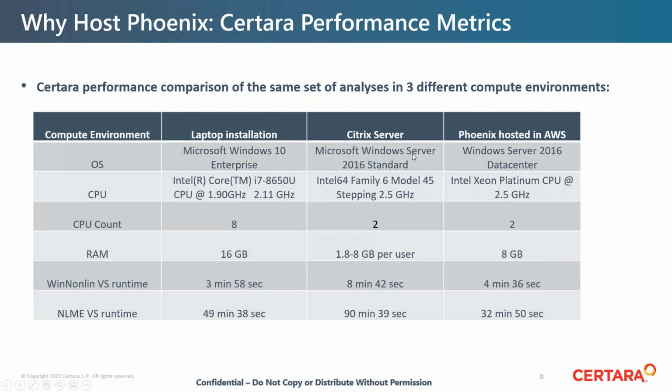And typically people see that when they go to a Citrix server, the performance decreases. You can see it's taking almost twice as long for both those runs. Now we do a comparable run in Phoenix. It's coming out at pretty much the same time for Win and Lin. It's actually faster for NLME because it has access to JMS and more powerful computing through that.